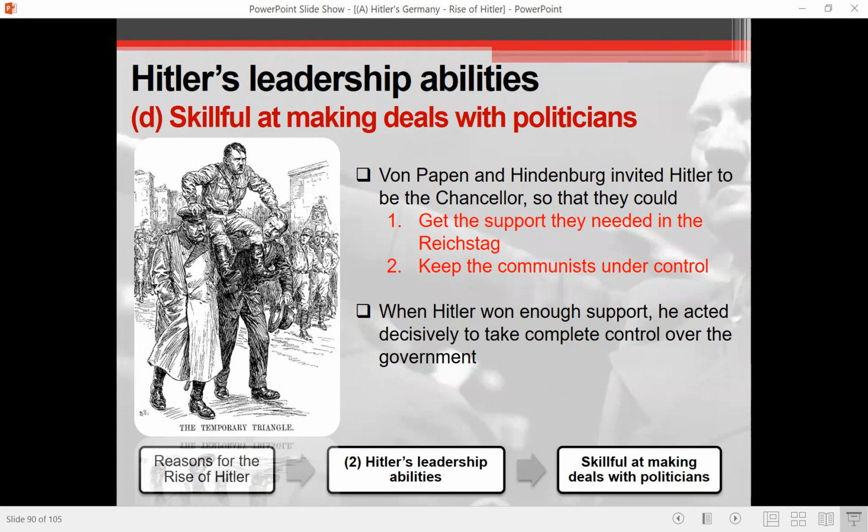Who are the two people carrying Hitler? Von Papen, this guy here on the left, you see my mouse? And Hindenburg. So the two people who appointed him as chancellor. So Hitler is given the chance to be chancellor here.